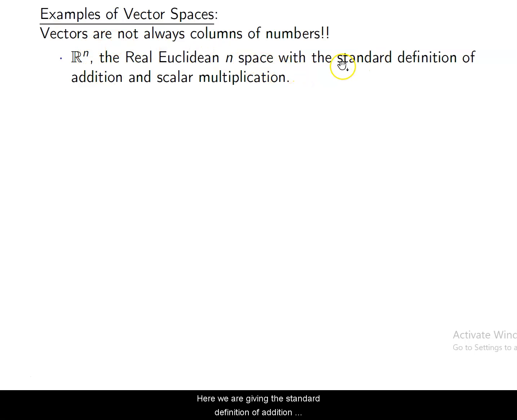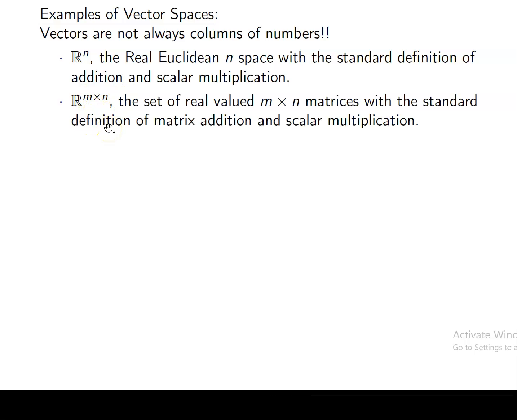Here we are giving the standard definition of addition and scalar multiplication. So the way we've been adding things normally, and the way we've been multiplying things by scalars, right? So the standard method of adding and multiplying stuff is a vector space, right? The Euclidean n space. This is probably the most important vector space, actually. Okay. The R m by n, you should be familiar with this. So these are real valued matrices with m rows and n columns. So again, with the standard definition of addition and scalar multiplication.